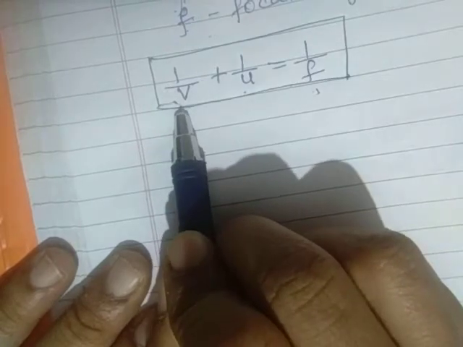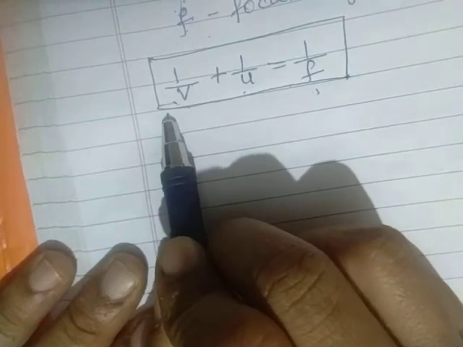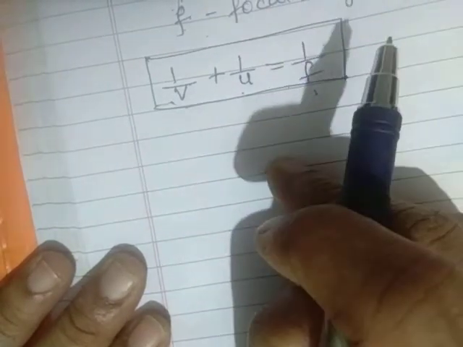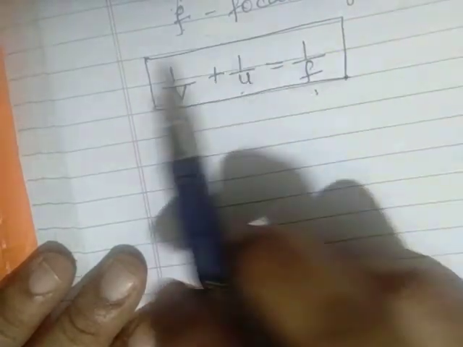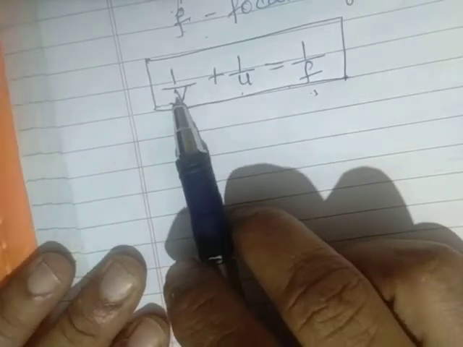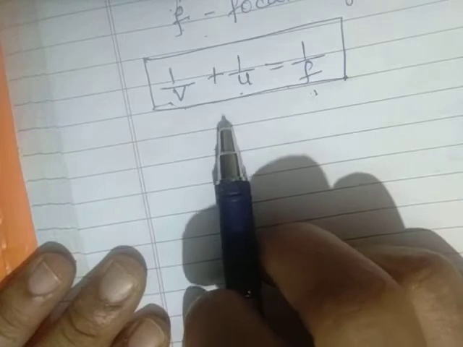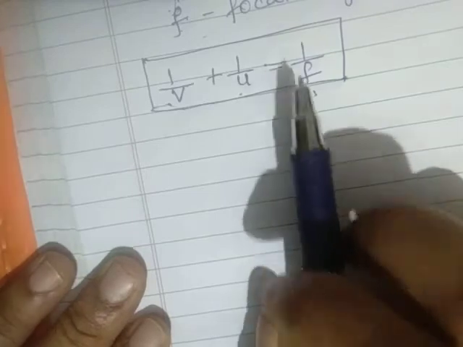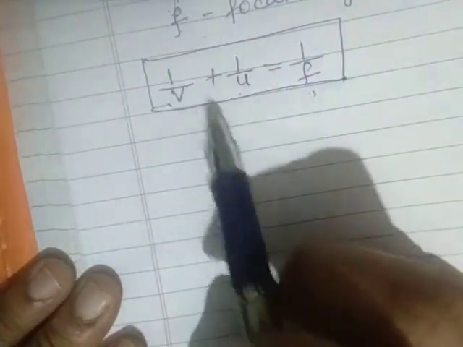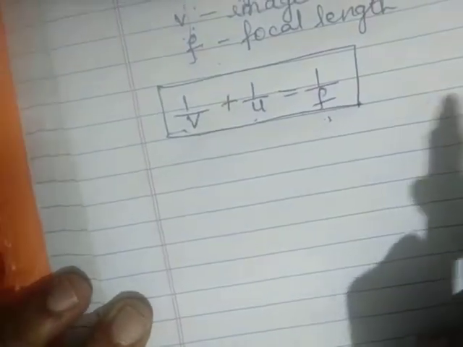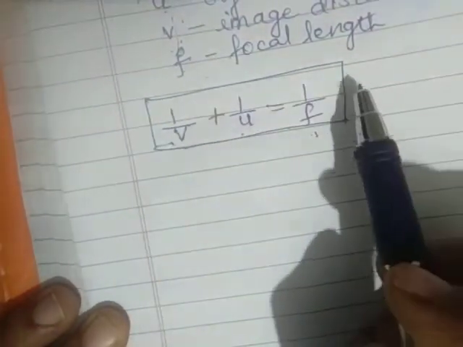Now this formula is valid for all spherical mirrors, whether it is concave or convex, and for all positions of the object: at infinity, beyond the center of curvature, at the center of curvature, in between the center of curvature and focus, at focus, or in between focus and the pole. Under all circumstances this formula holds correct. You have to remember this, because based on it you are going to solve certain numerical problems.